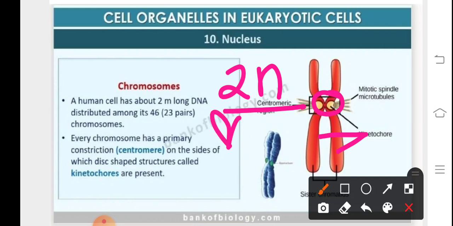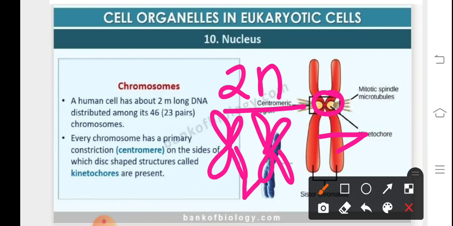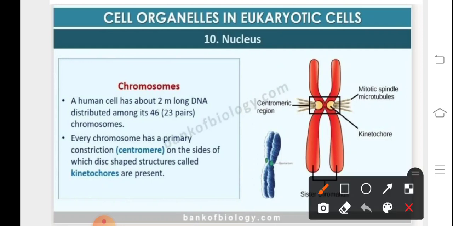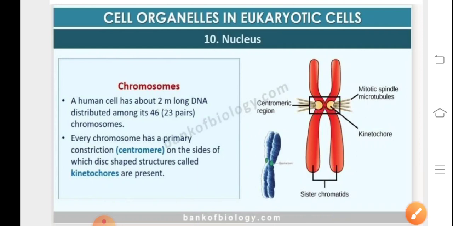So when we talk about the chromosomes, they will be in pairs. And these two chromatids are referred to as non-sister chromatids of the homologous chromosome, if we presume that this is the first chromosome. Here we see the centromeric region where there is a primary constriction, and a secondary constriction may develop at the end, giving rise to the satellite. Kinetochores are disc-like structures present above and below the centromere which help in the attachment of the spindle fibers.